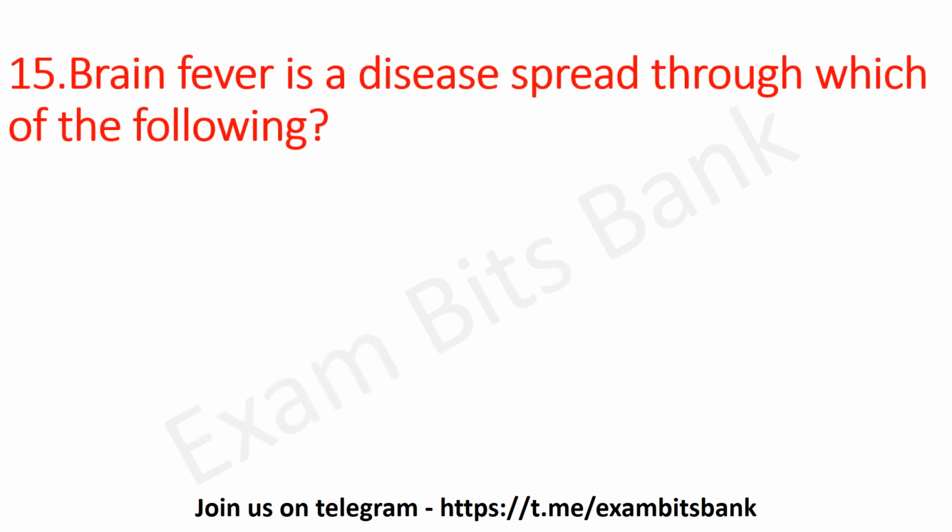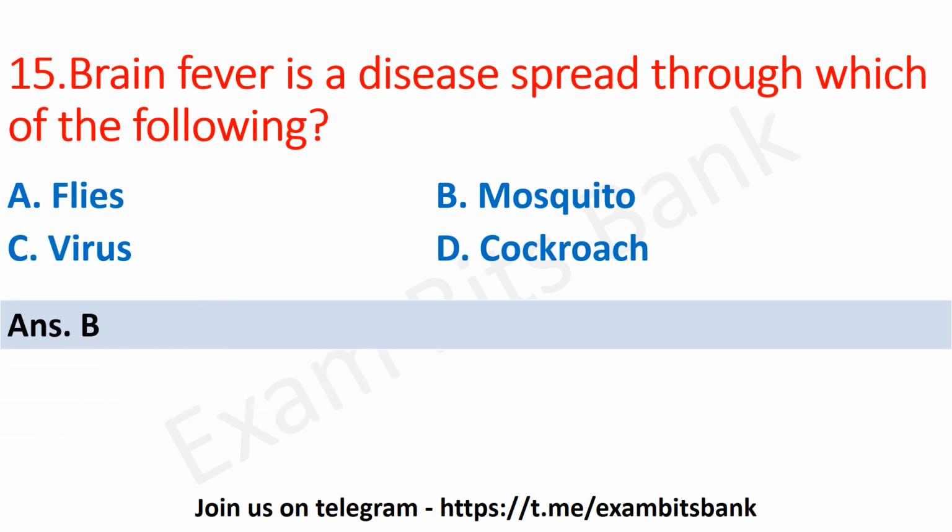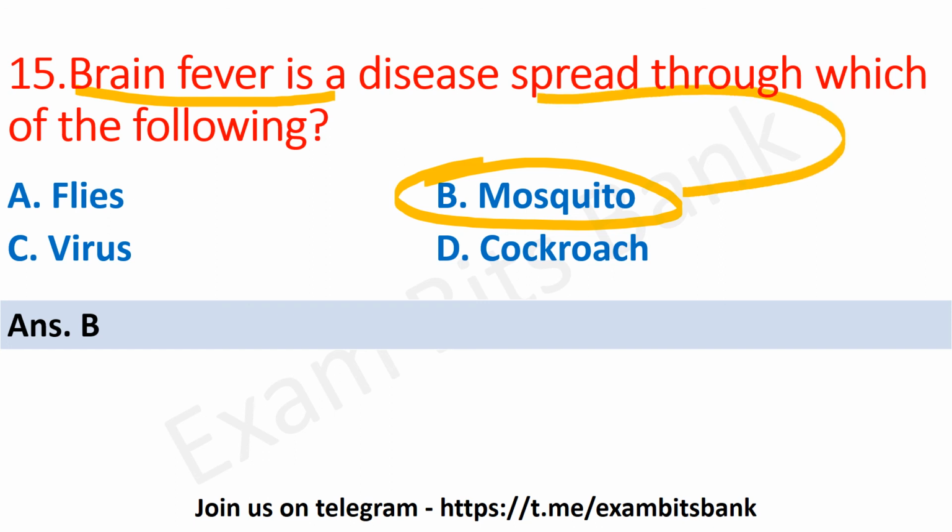Moving on to next question. Brain fever is a disease spread through which of the following? The options are flies, mosquito, virus or cockroach. The correct answer for this question is option B, mosquito. So brain fever is a disease spread through mosquito.